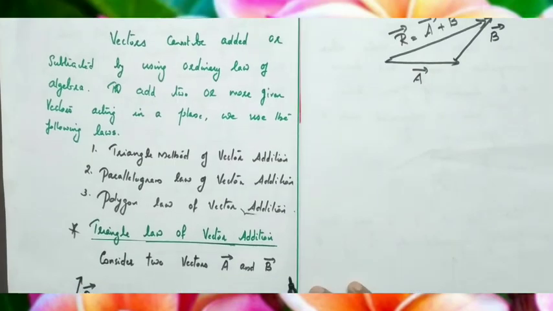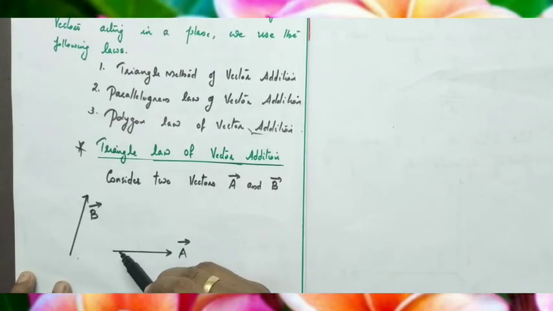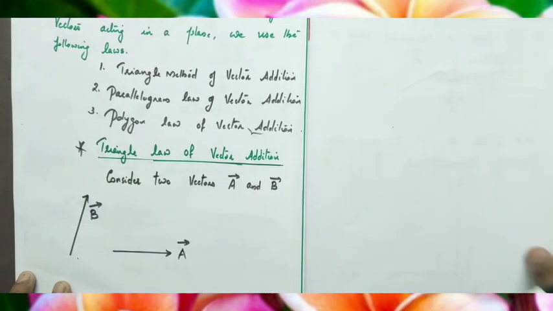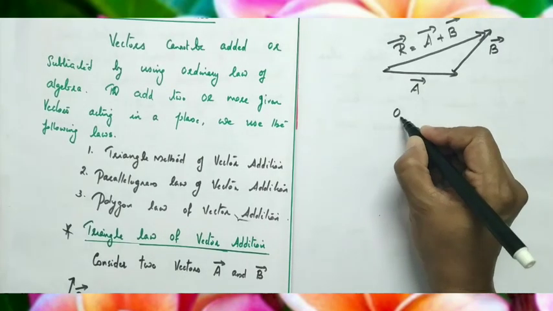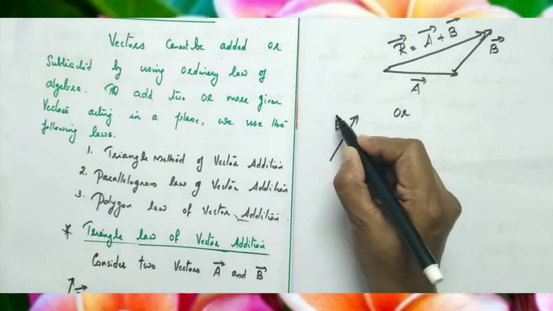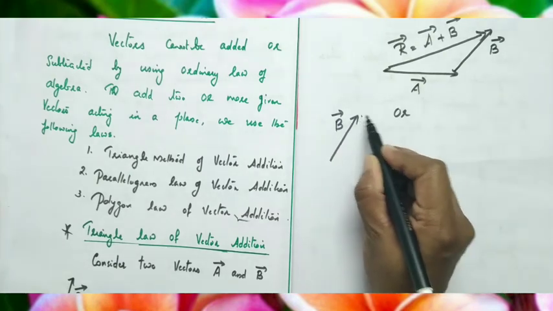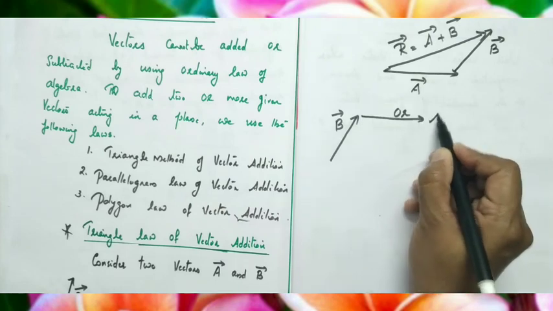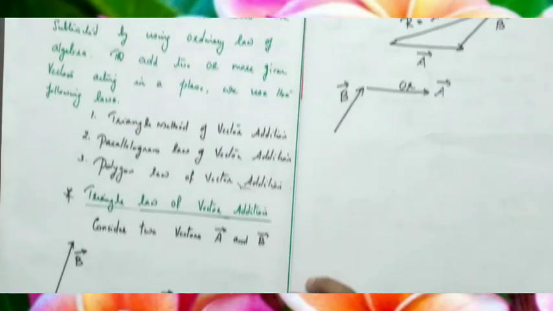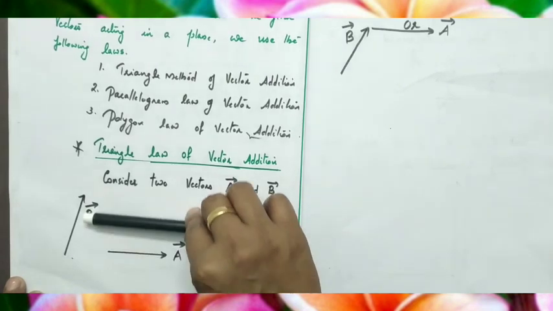Or otherwise we can shift like this also. We can shift vector A so that its tail touches the head of vector B. There is no change in vector B. This is vector B. Vector A can be shifted so that its tail touches the head of vector B. Okay, children? So these are the two vectors. Vector B is intact. I have changed the position of vector A. Vector A is shifted here.